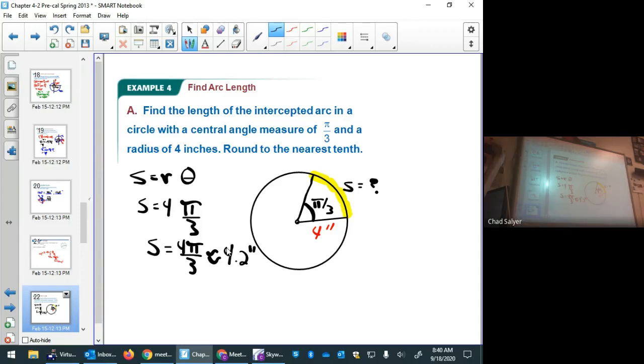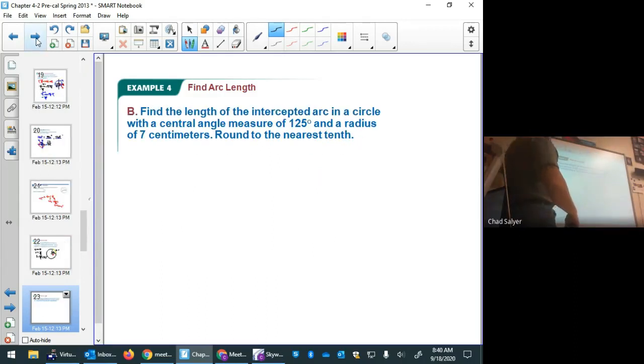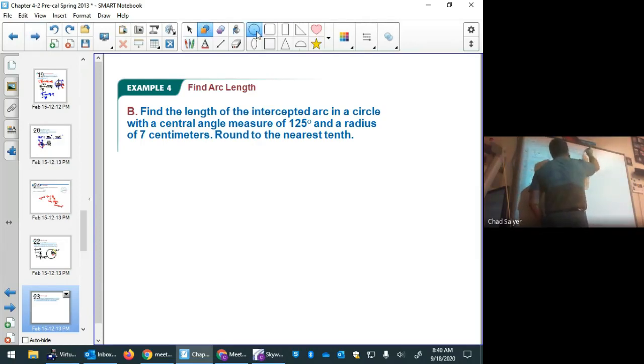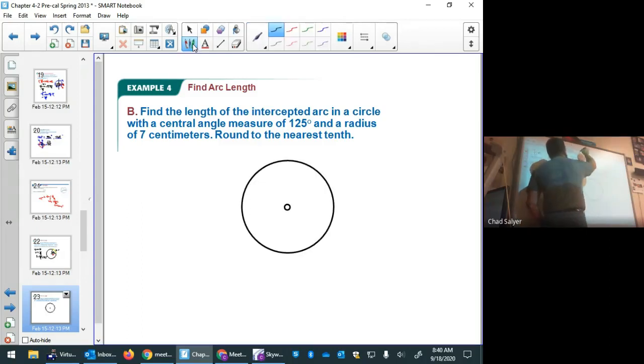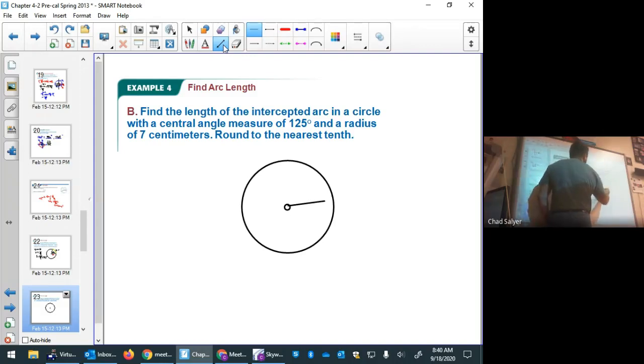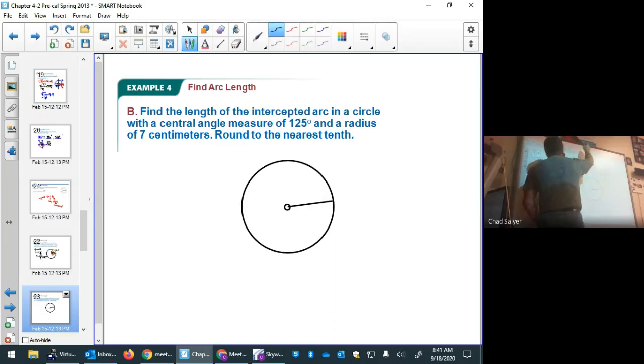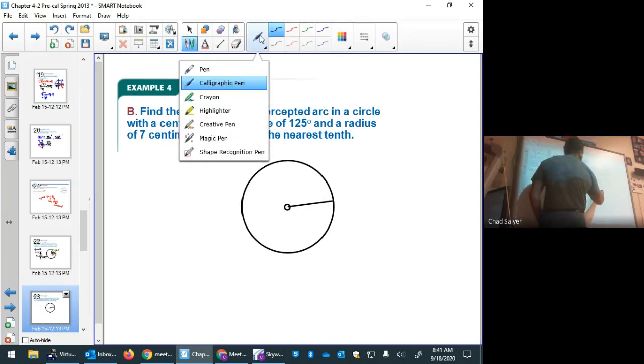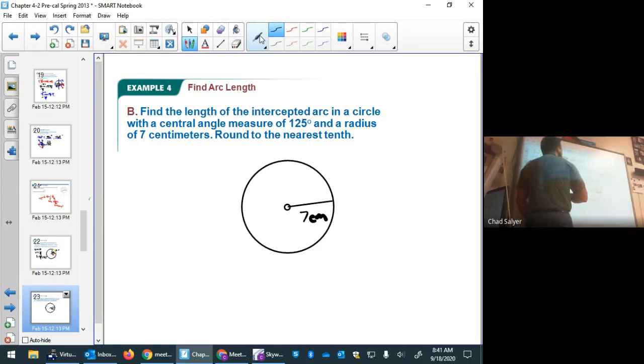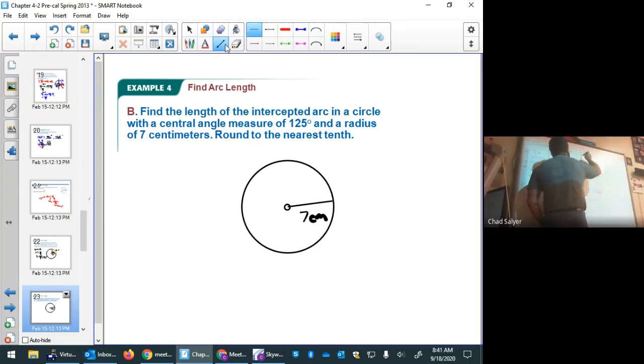All right, so simple application of the arc length formula. What if we had one in degrees here? Same sort of problem, but this time they throw a few additional obstacles in our path. So we've got a circle with radius of 7 centimeters. We've got an angle measure of 125 degrees. It's going to be something like this.